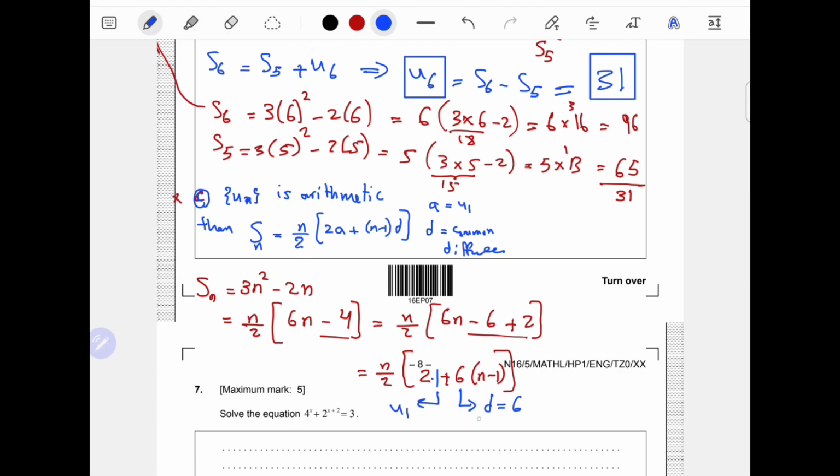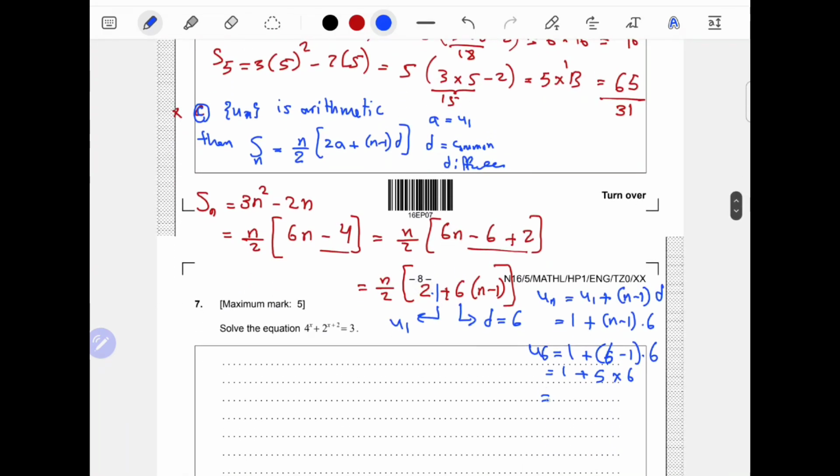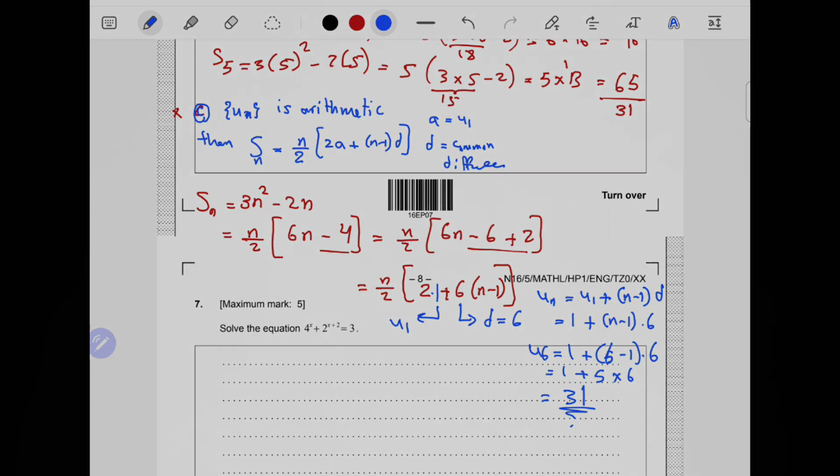And we know that if these are the cases, the nth term can be written as u1 plus (n minus 1)d, which is 1 plus (n minus 1) times 6. And remember, we calculated before u6, so to double check, u6 was 31, so it's 1 plus (6 minus 1) times 6, which is equal to 1 plus 5 times 6. So 30 plus 1, that's just 31. And that's the completion of the proof.